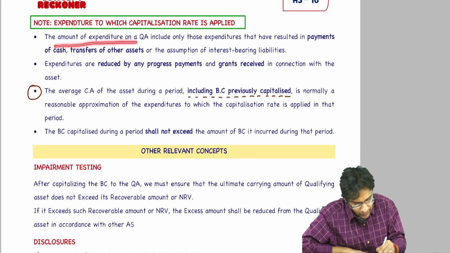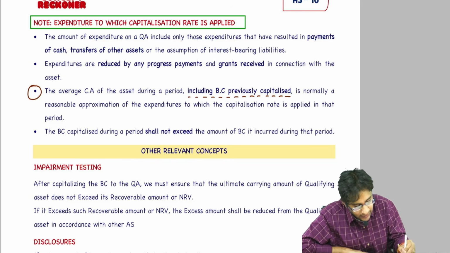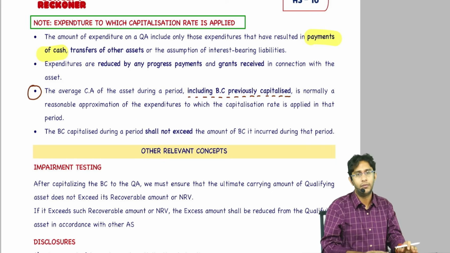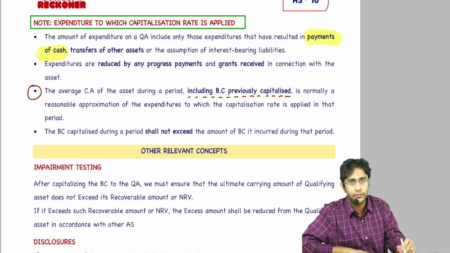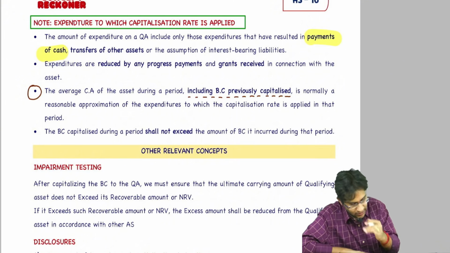And the amount of expenditure on qualifying asset includes only those expenditures that have resulted in payment of cash. Money you should spend, then only it will go there. Sir, accrued, incurred, don't consider that. Cash should be spent, then only will it be added. Next. Last point, please see.